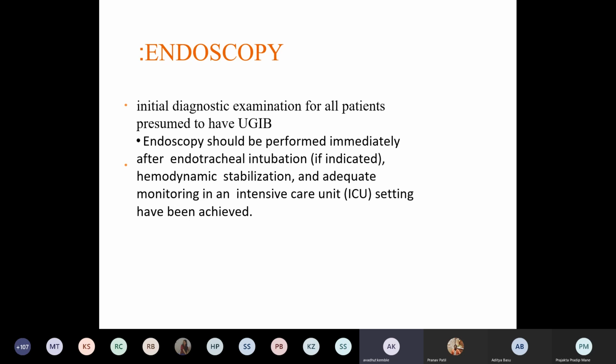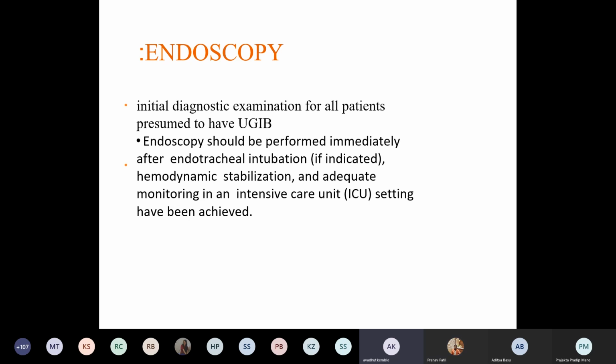Now, one of the most golden marks in our surgery is the endoscopy. It plays a major role in the diagnosis as well as the treatment of upper gastrointestinal bleeding. It is like a blessing to have endoscopy because you come to know the diagnosis immediately and the treatment can be carried out. The initial diagnostic examination for all patients having upper gastrointestinal bleeding is an endoscopy.